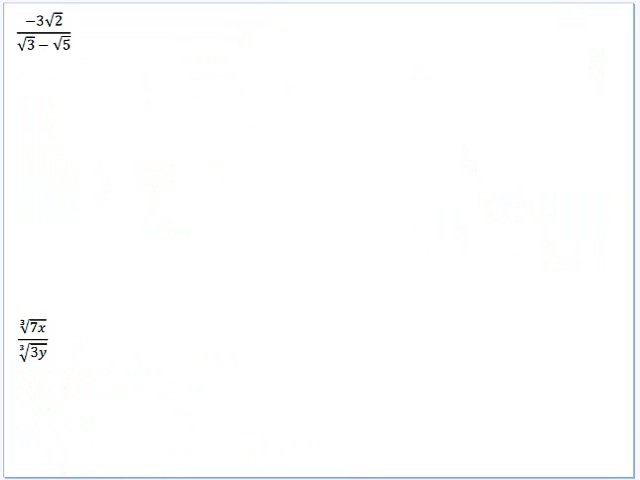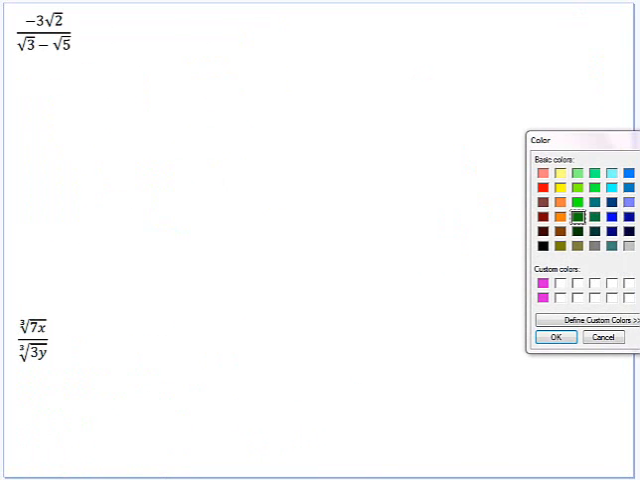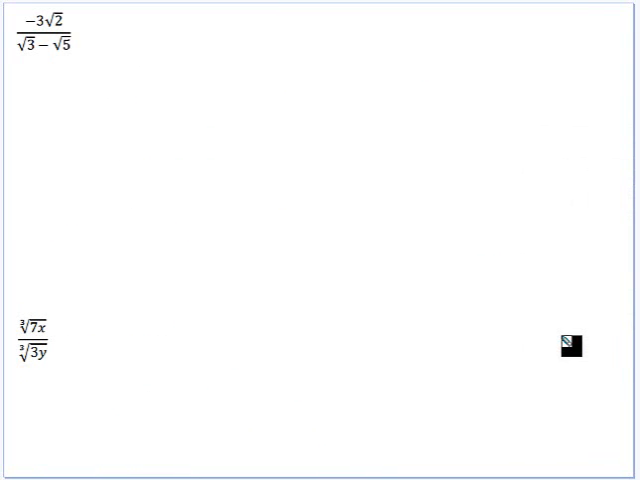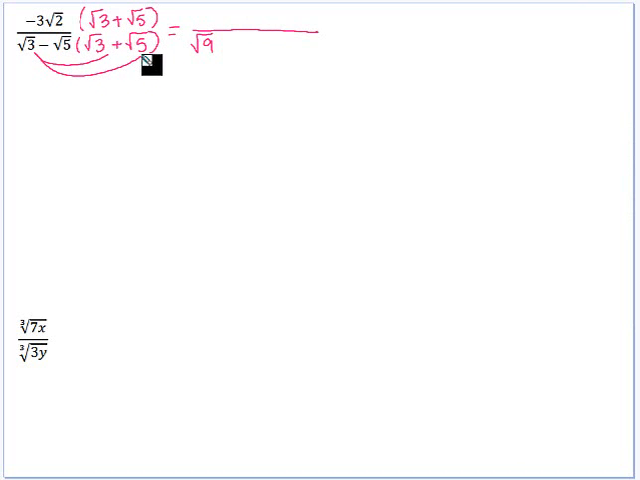Next up for radicals, we could also have something like this. Negative 3 square root of 2 over the square root of 3 minus the square root of 5. To simplify this, we're going to have to multiply top and bottom by the conjugate. So in this case, the conjugate would be the square root of 3 plus the square root of 5. So in the denominator here, this involves foiling. Square root of 3 times square root of 3 is square root of 9. Square root of 3 times square root of 5 is plus square root of 15. Negative square root of 5 times square root of 3 is minus square root of 15. Negative square root of 5 times square root of 5 is negative square root of 25.